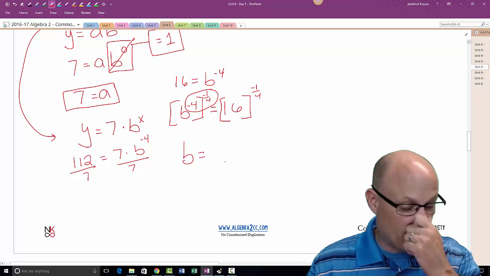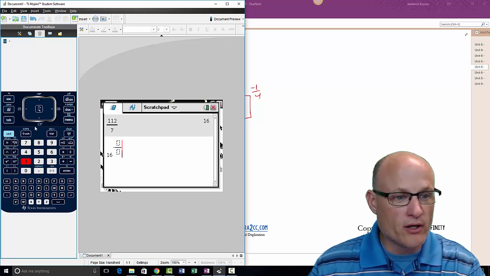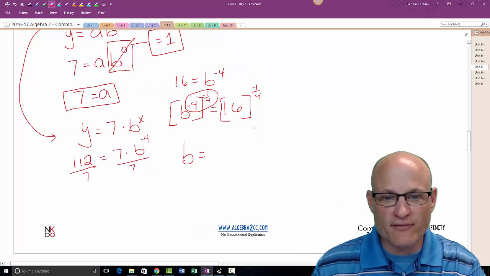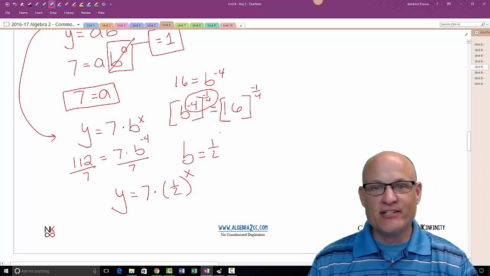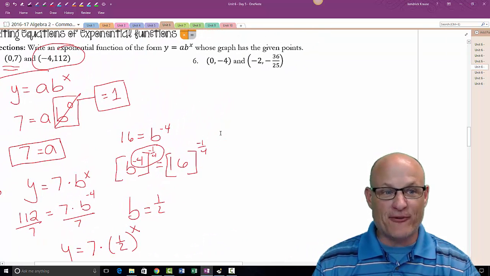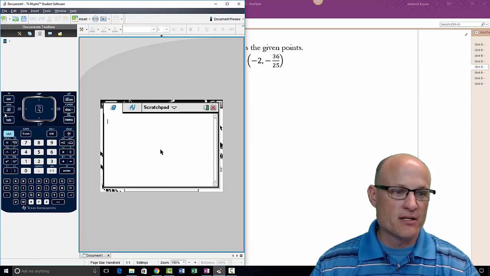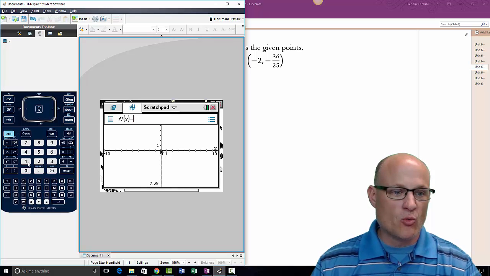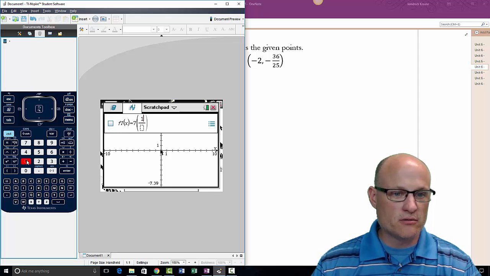So this is b equals 16 to the negative 1/4. If you don't know what that is, you can always just do this: 16 raised to the negative, parentheses, 1 over 4. It's a half. So b equals 1/2. So my equation then is y equals 7 times 1/2 to the x. Now you can check that by plugging those points back in and just verifying it. Or graph it. Use the graphing calculator. I can just go to my graphing calculator and type in y equals 7, parentheses, 1 over 2.